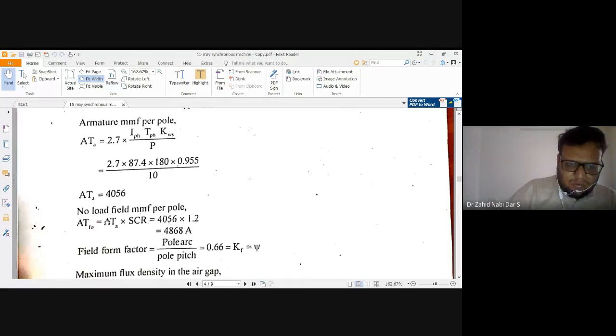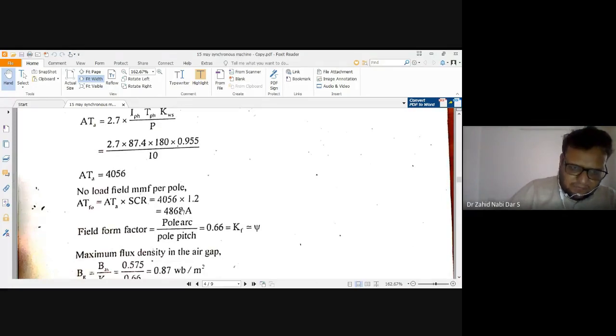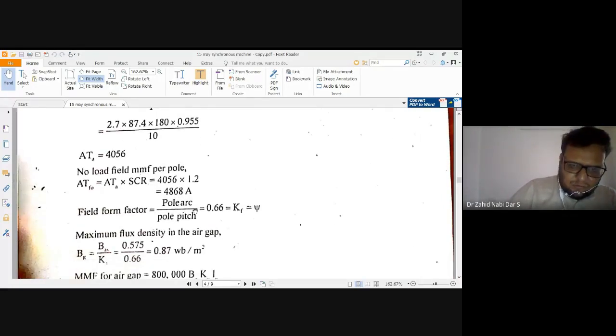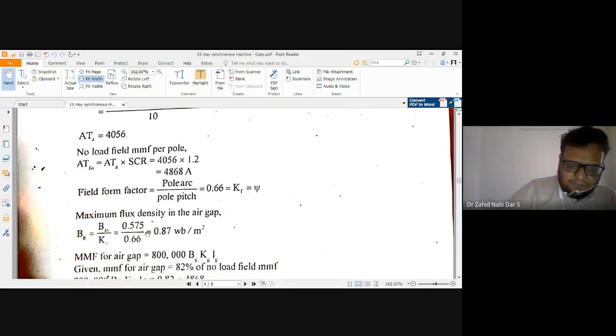So you have no load ampere turns as 4056 into your SCR value 1.2. Substitute here, so you get this value. Now again, this field form factor is 0.66. This field form factor gets applied to your average flux density, so that you get BG, the maximum flux density. So maximum flux density would be average flux density divided by this value.